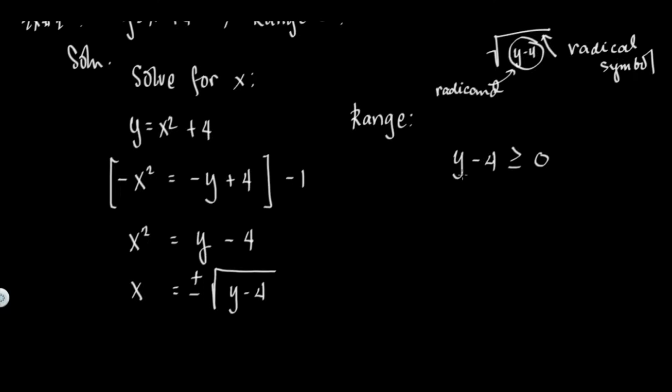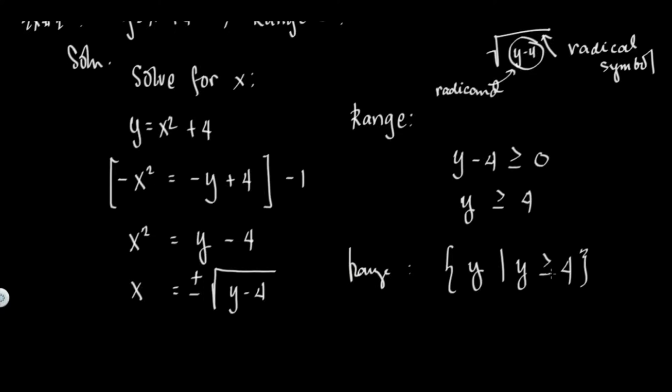Okay, ito, inequalities. Y minus 4 dapat must be greater than or equal to 0. So, by solving the inequality, we have y greater than or equal to, transpose to the other side, that is positive 4. So, what is now the range? The range is all real numbers greater than or equal to 4. Okay, or let's say the set of all y's such that y is greater than or equal to 4. So, ganyan mo siya isulat.